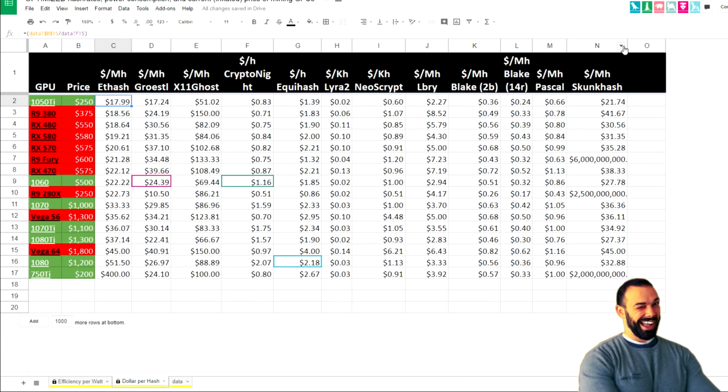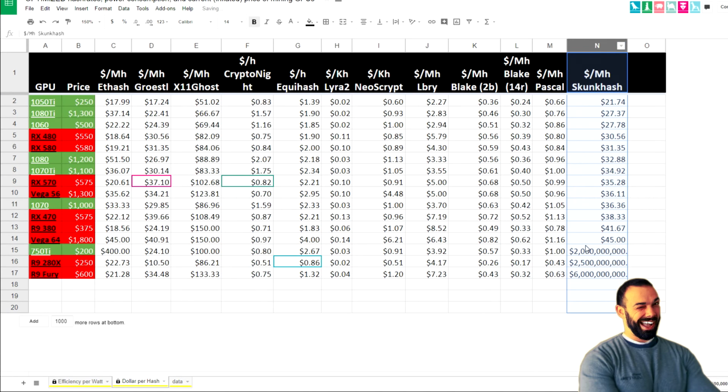So let's go ahead and sort for Skunk Hash just for kicks and giggles right here. Bottom of the stack in terms of efficiency in mining Skunk Hash is the R9 Fury. You would literally pay $6 billion per mega hash on Skunk Hash if you wanted to go with the R9 Fury. Basically, because it will never mine Skunk Hash. So really don't waste your time.